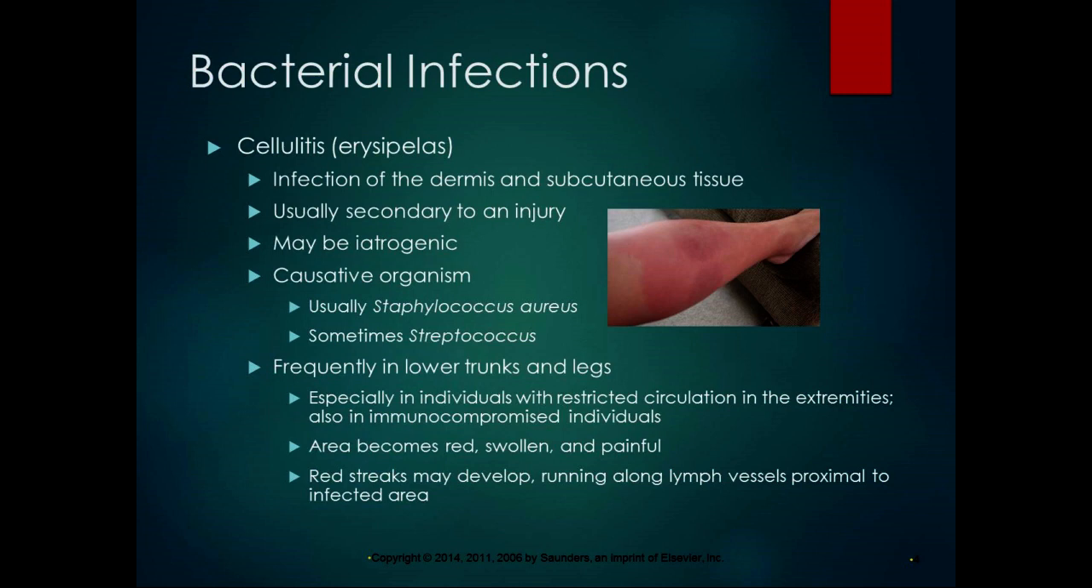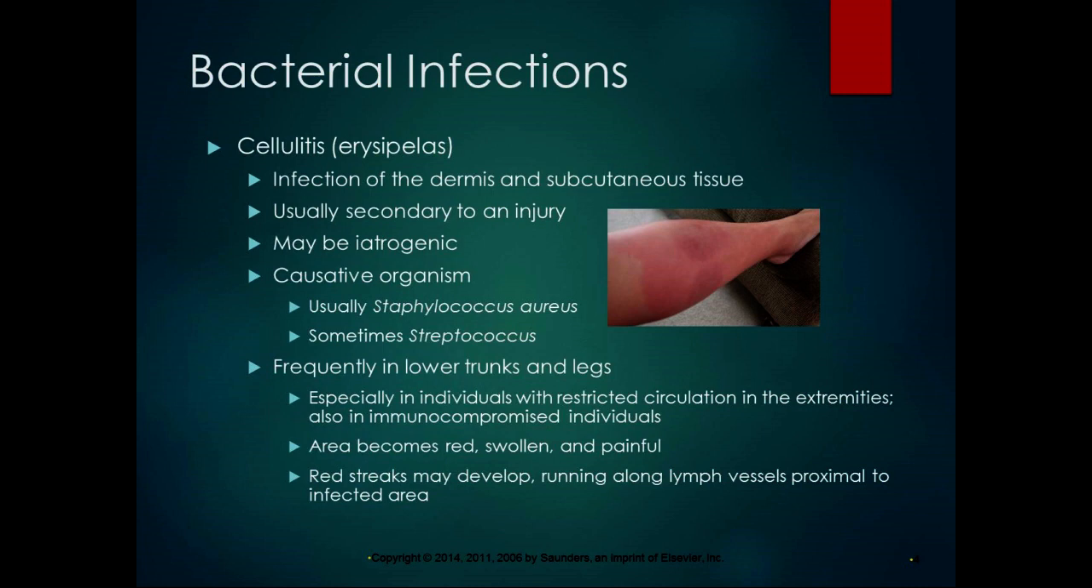The causative organisms are usually Staphylococcus aureus. Okay, now we're getting into an area where we know Staphylococcus aureus frequently has multi-drug resistances. So it could be MRSA, it could be something else. Sometimes different types of Streptococcus are the causative organisms for cellulitis. You frequently see it in the lower trunk and legs, especially in individuals with restricted circulation in the extremities and immunocompromised individuals.